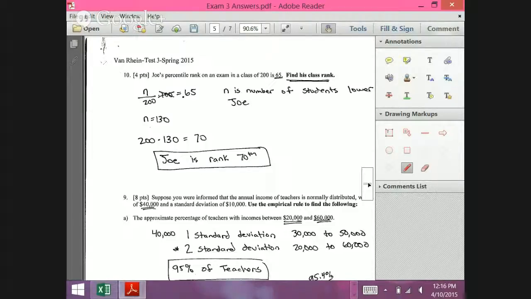Because less than half the class would be below him if his rank was 130, right? But his rank is 70, so he's better than half the class, at least. So that's a 65 percentile rank. A lot of people ended up with 2 points or 3 points, depending on their work.